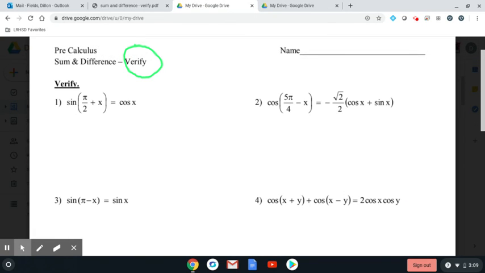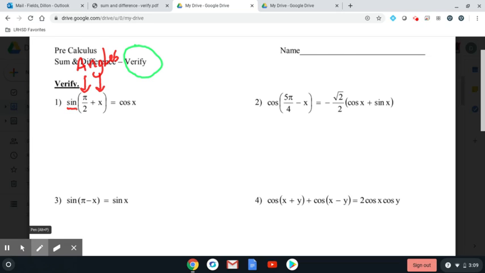All right. So let's look at number one to start. When you start to look at these, the only thing that might throw you off is what is inside the parentheses, which in this case is a pi over 2 and an x. Remember, those things in there represent your angles. Since we're working with sine and we see that plus sign, we know we're working with our sum of sine identity.